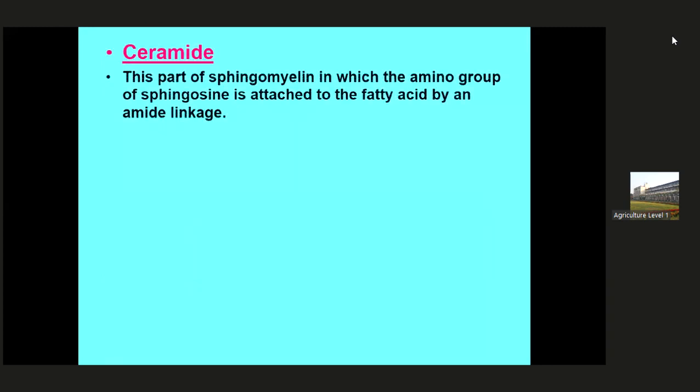This is ceramide. This is a part of the sphingophospholipid. In this part of sphingomyelin, the amino group of sphingosine is attached to the fatty acid by an amide linkage. This part is called ceramide. It is a part of sphingomyelin. Confuse করার কিছু নাই। sphingomyelin এর বেশ কিছু অংশ আছে, সবকিছু অংশ মিলে স্ফিঙ্গোমাইলিন। তো স্ফিঙ্গোমাইলিনের একটা অংশ হলো সিরামাইড। One part of this sphingomyelin is ceramide.